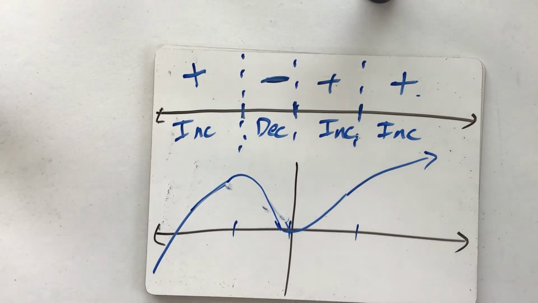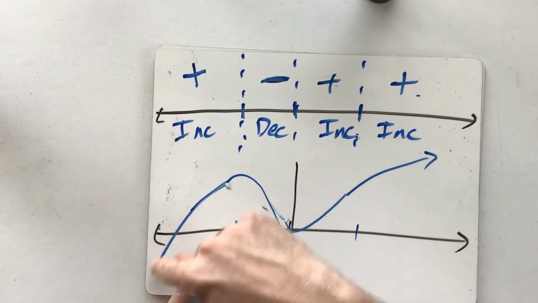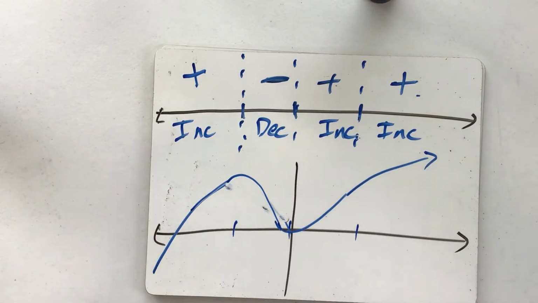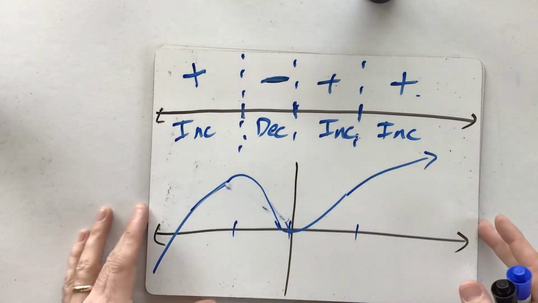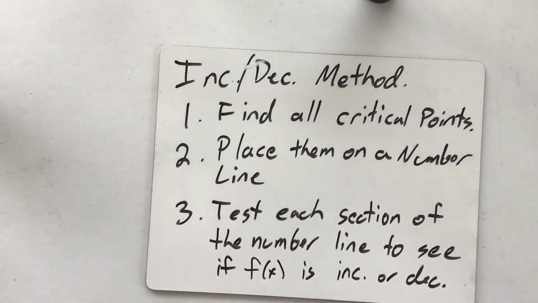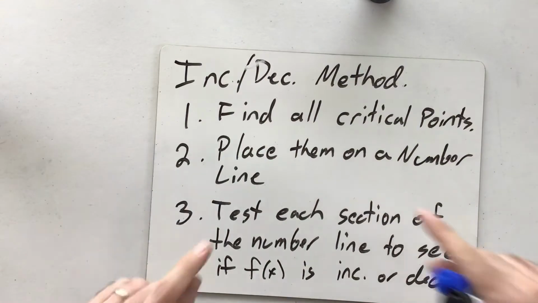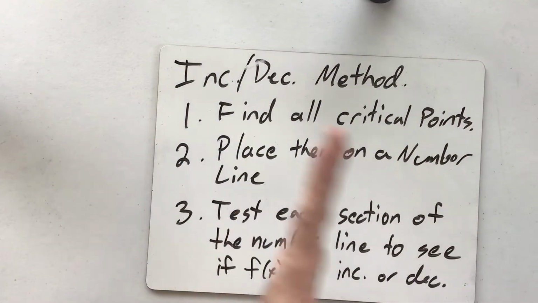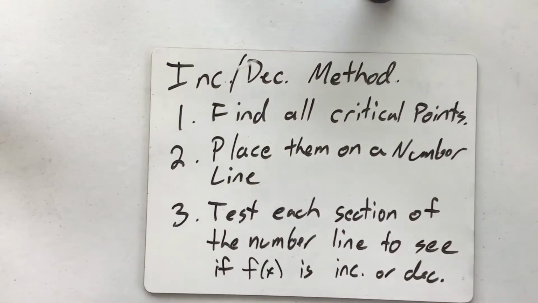Notice this isn't exactly the same as what we had, but it has some of the same basic elements. And as we finish today, we'll also talk about how to determine which way it curves, like how does the graph curve as we go through the function. And then from these pictures, we'll get a better picture of what our graph looks like. So this is what I'm going to call my increasing decreasing method. Find critical points, place them on a number line, and then test each section. And once you have that section, you can start to make a nice little picture.